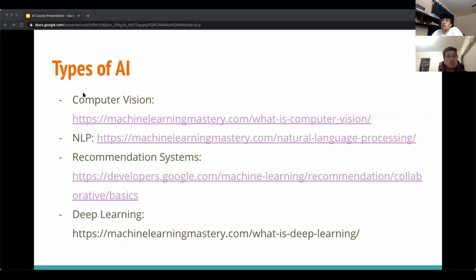So again, the types of AI we talked about earlier, and you guys can check out these links. We'll link the slides in the description, but we'll quickly cover them. So the first one is computer vision, which is just anything that relates to image processing. One example would be taking in images of animals and predicting what kind of animal it is.